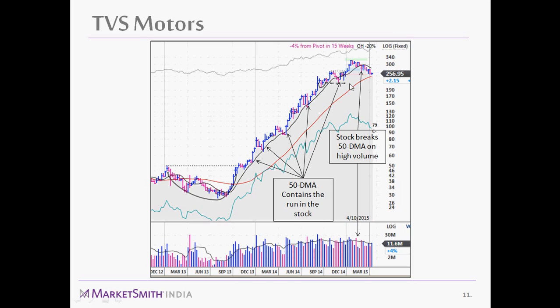So you need to watch for a 50 DMA break on huge volumes, and you need to watch if the stock is not finding support under its 50 DMA. That's another early sell signal for you.